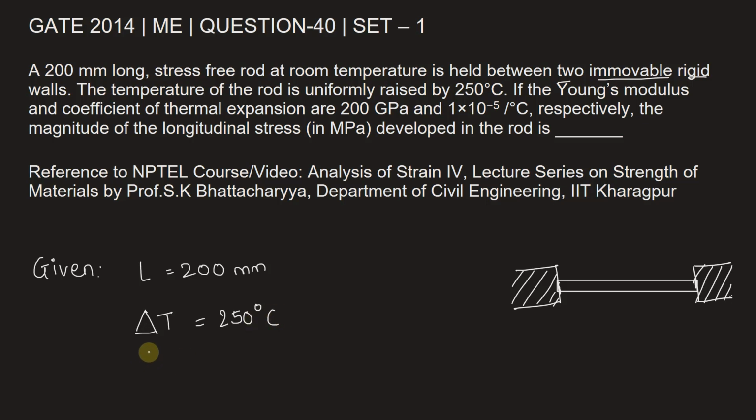If the Young's modulus E is 200 gigapascal and alpha, that is coefficient of thermal expansion, is given to be 10 to the power minus 5 per degree Celsius respectively, we need to find out the longitudinal stress developed in the rod. That means we have to find the stress in length direction. We can write it sigma L is the unknown. Let's see how it is found.